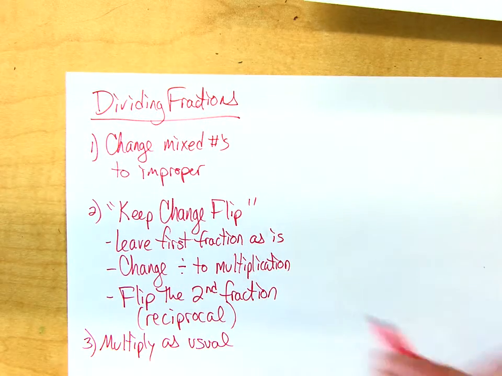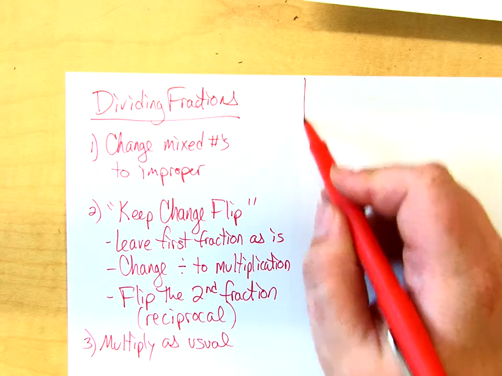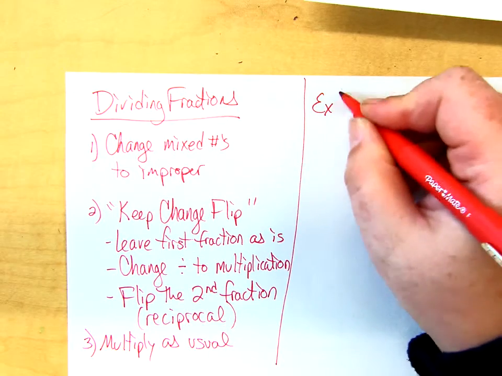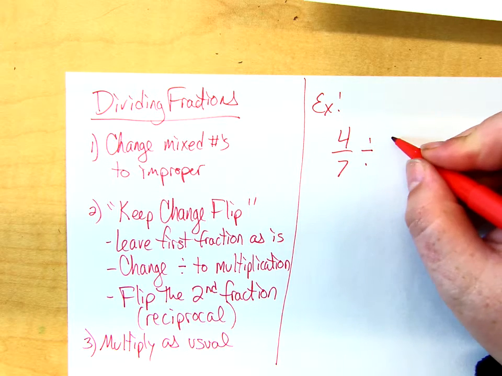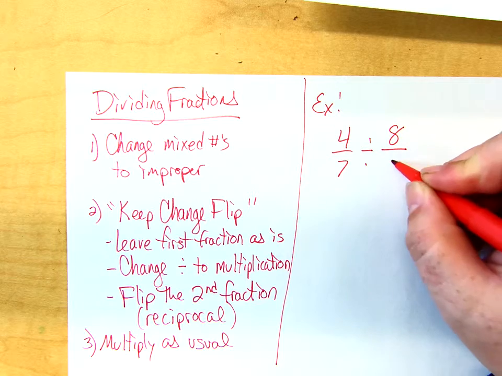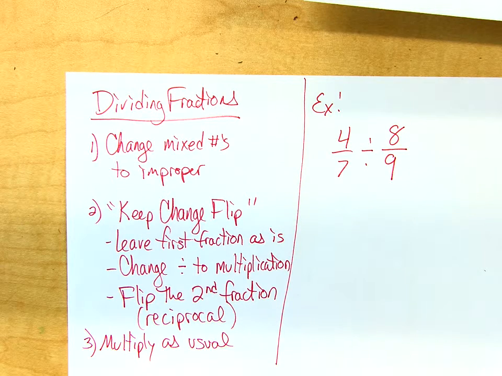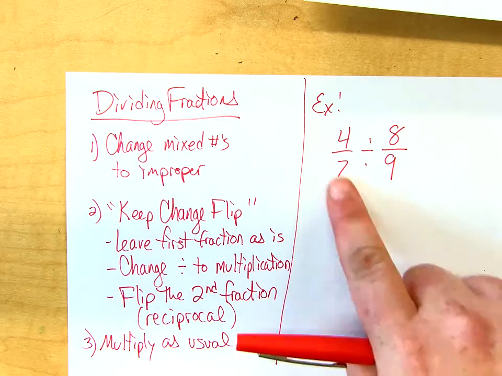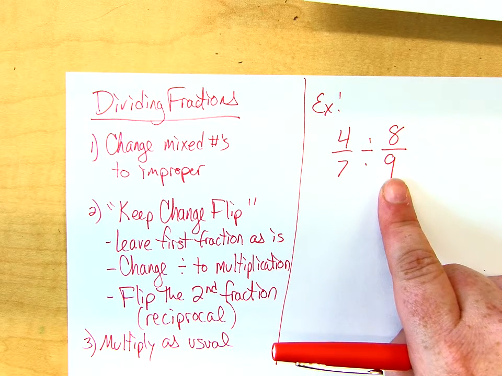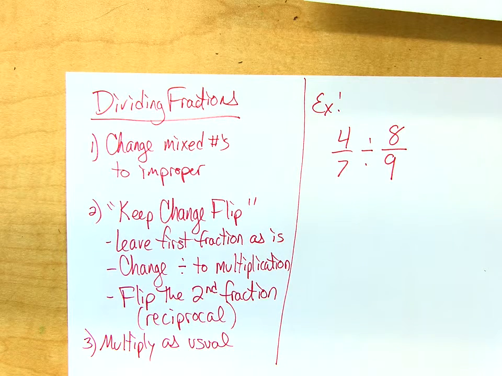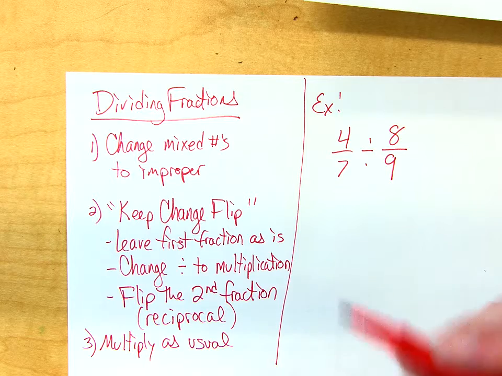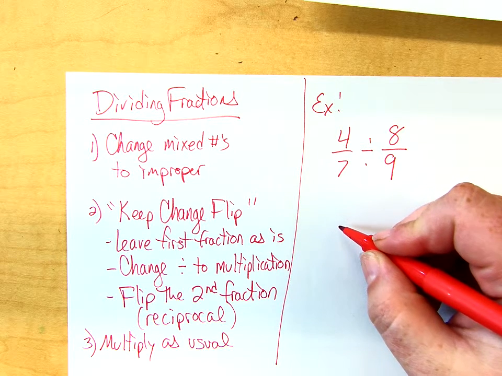So let's see if we can get some example problems up here. All right. So let's just say I wanted to do something, we'll start off easy, something like this. 4/7 divided by 8/9. So, step 1, change mixed numbers to improper. I don't have any mixed numbers, so step 1 is already done for me. Good. 2, keep, change, flip. So someone tell me what I write. If I'm going to keep, change, flip.